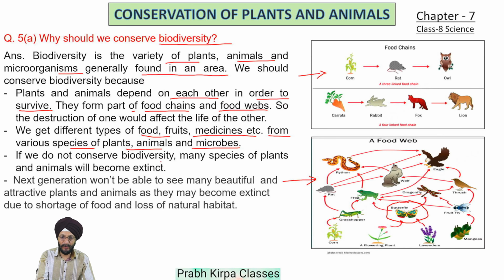If we do not conserve biodiversity, many species of plants and animals will become extinct. That is, they will no longer be available on this earth. The next generation will not be able to see many beautiful and attractive plants and animals as they may become extinct due to shortage of food and loss of natural habitat. So there is a need to conserve biodiversity, for which we should not cut trees at the present rate. We should take steps for the protection of biodiversity.